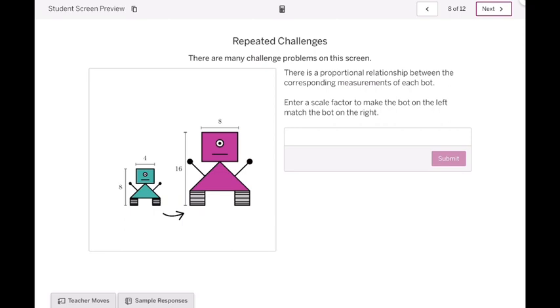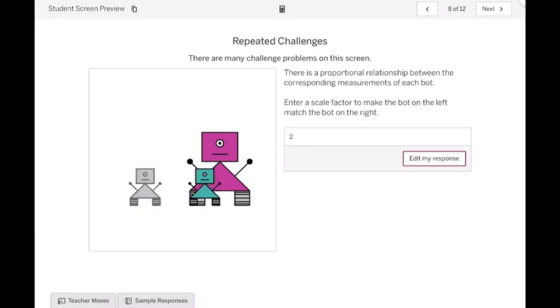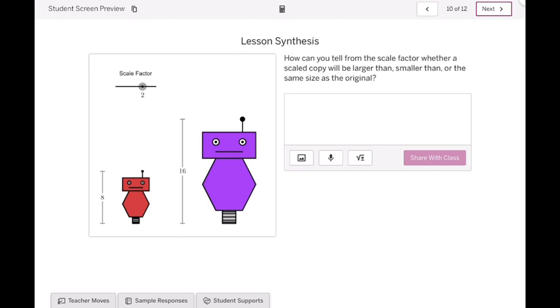Now for all of these ones, you're being challenged with trying to figure out a scale factor to make the robots match. And this arrow is kind of telling you which way you're going. So this one's you're going from the green to the pink. So how do you go from 8 to 16? Well, 8 times 2 is 16, so let's see if that works. And it does. And you're going to keep doing more challenges, and eventually you get to this lesson synthesis.